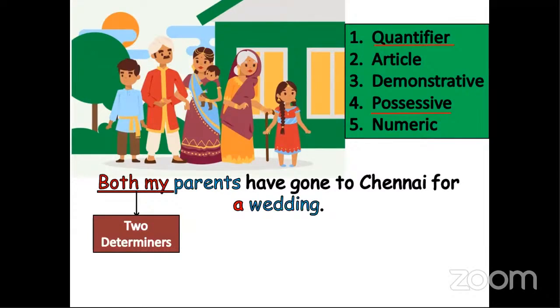No, if a person knows their determiners correctly, then always the quantifier is placed first, and then it is followed by either an article or a demonstrative or a possessive or a numeric. So this is the order in which, if you have multiple determiners, they have to be placed. Always the quantifier will come first. This will be followed by an article or a demonstrative or a possessive or a numeric. And they say in the English language, there can be up to 3 determiners in a sentence.